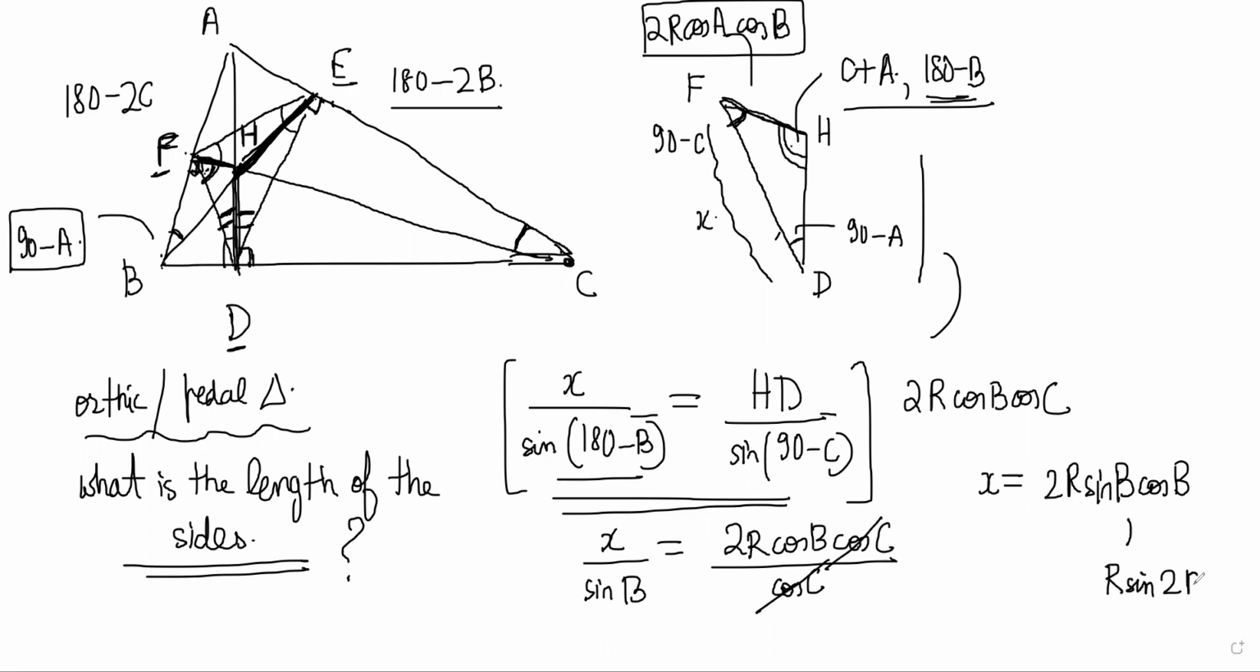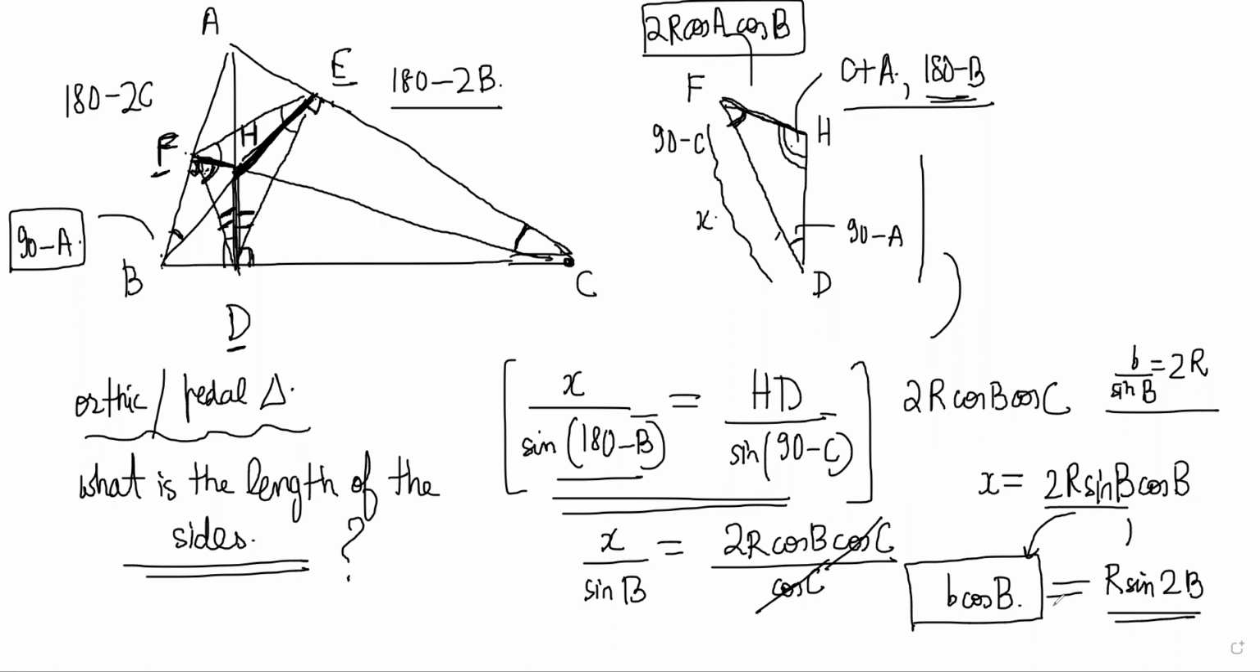It is R sine 2B, but there is an alternative way to write it. B by sine B is 2R, right? Yes, sir. So B is equal to 2R sine B. So you can write it also as B cos B, right? This is also correct. Both are the same thing, right? So the orthic triangle's angles are 180 minus 2A, 180 minus 2B, 180 minus 2C, and the side lengths are A cos A, B cos B, C cos C, right?